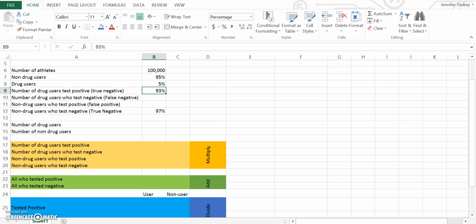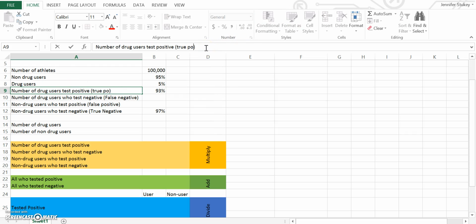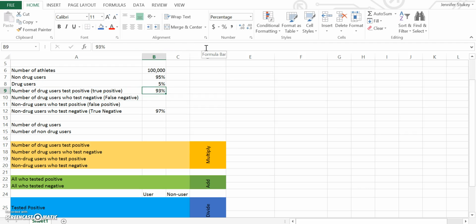All right. Now let's look at the number of athletes who test positive, which is the number of drug users who test positive. So that is a true positive, and I have it as a true negative, but it is not a true negative, it is a true positive. And that is, again, people who use drugs who actually show positive on a drug test. And so the test is 93% accurate for that. Now, where would you find that number? You would find that number probably in an academic paper about the reliability of the particular test that you wanted to use.